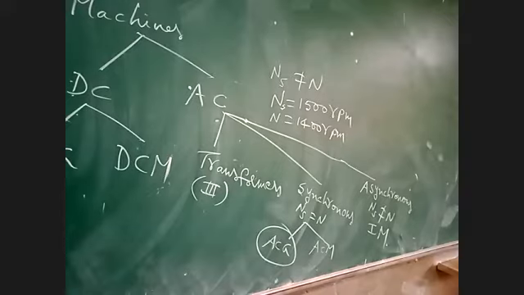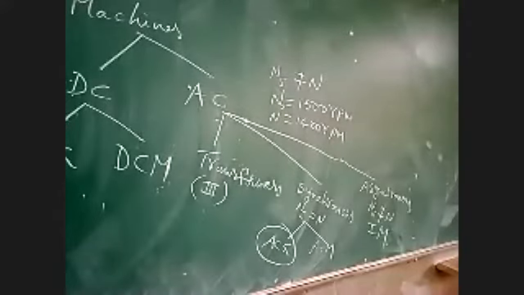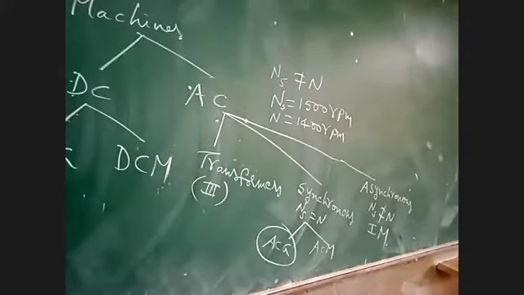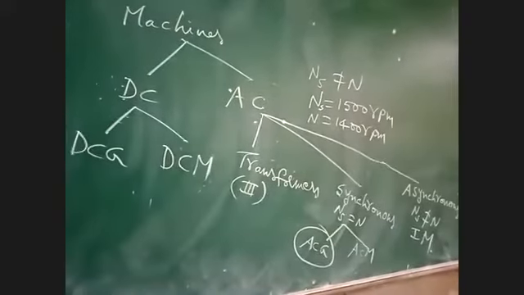Induction motor is an asynchronous machine. That means in induction motor, the actual speed of the motor is not equal to the synchronous speed. That is called asynchronous machine. In your syllabus, you are having induction motor. There are two types of induction motor, three-phase induction motor and single-phase induction motor. Is it clear the classification? DC and AC. Yes, sir.